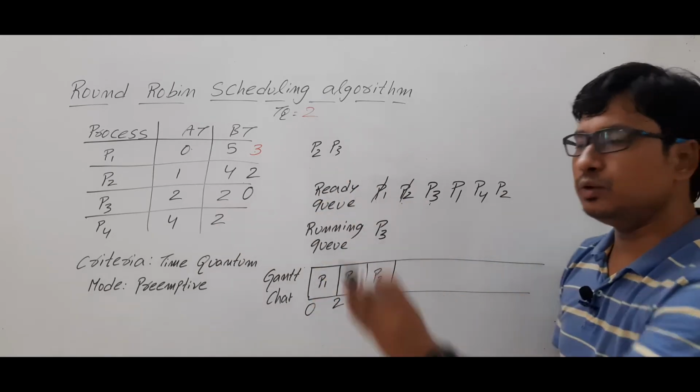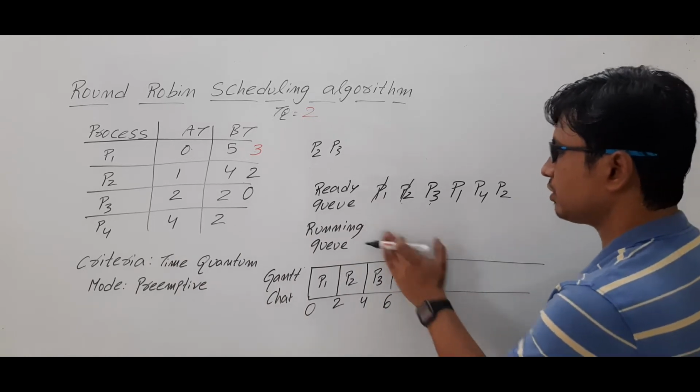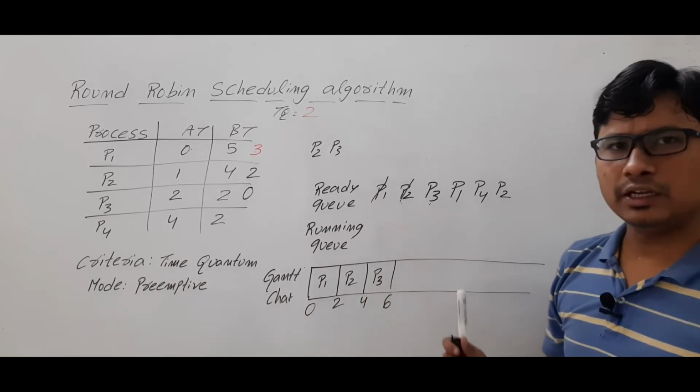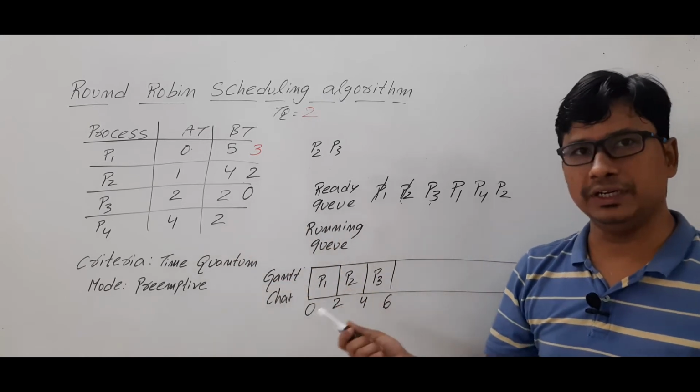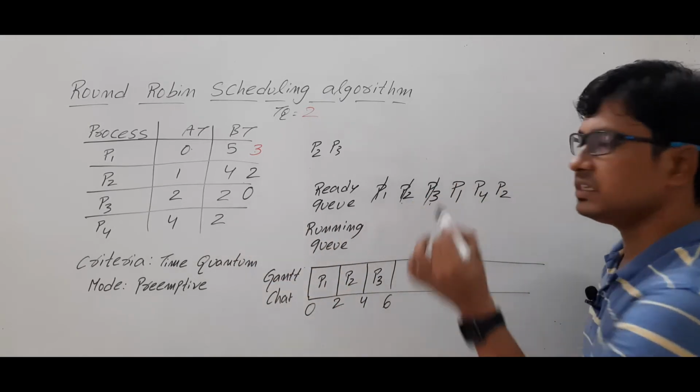By the time, no new process has come, so it will be removed from the running queue. Should I keep it in the ready queue? No, its task has been completed, so it will go to the terminated state. Is it clear? So P3 is done.